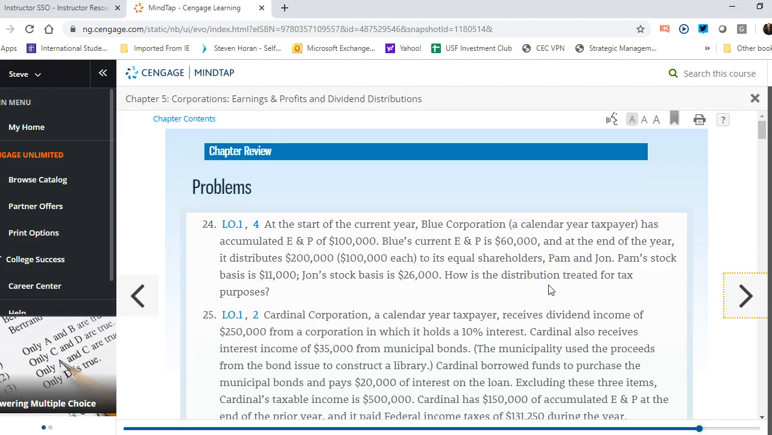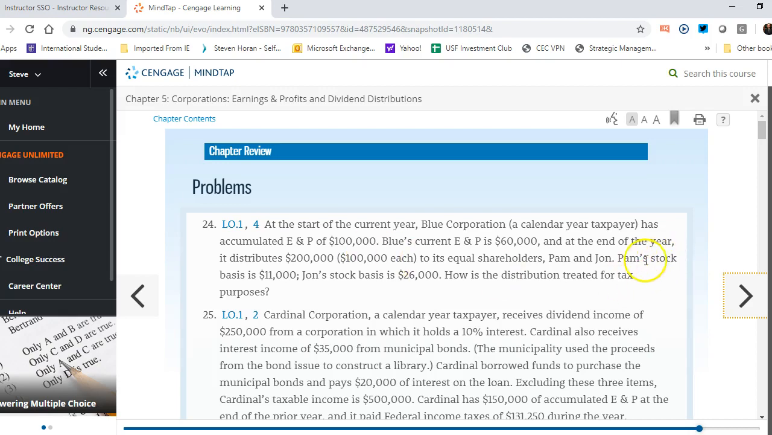Basically, for each of Pam and John, the key here is that they've got total E&P of 160,000. You're going to pay out $200,000 worth of distributions, so it's safe to say right away that of that $200,000, 160,000 is dividend. That's 40,000 left over that we have to deal with, so 20,000 to Pam and 20,000 to John.